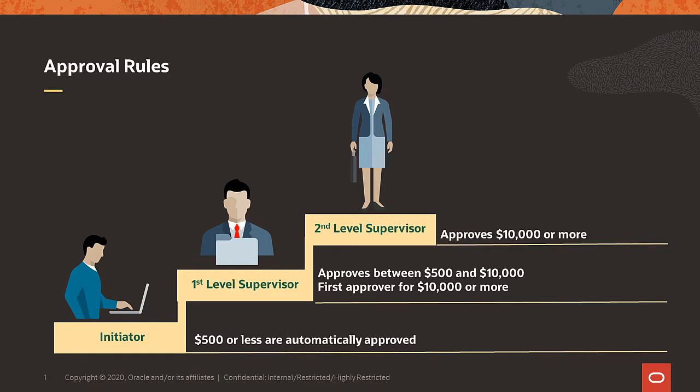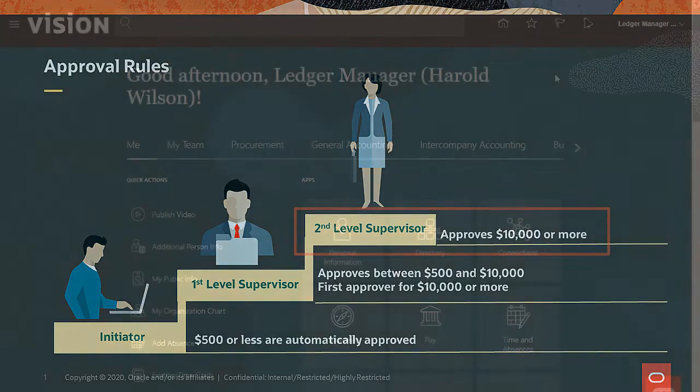approved. When the largest journal amount in a journal batch is more than 500 and less than 10,000, the batch requires one level of supervisory approval. Finally, when the largest journal amount is 10,000 or more, 2 levels of supervisory approval are required.